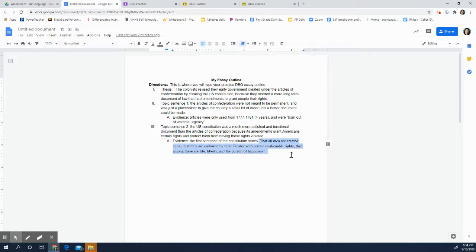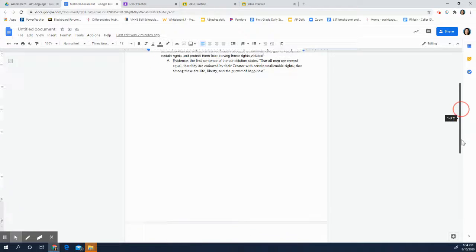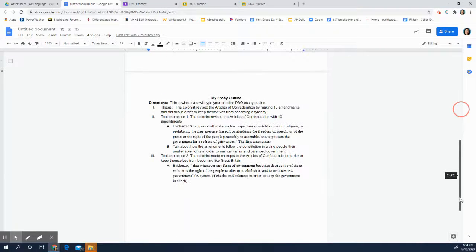Okay, on tomorrow's DBQ, remember, you'll have multiple pieces of evidence for each topic sentence, but this is a great example of how to structure it.